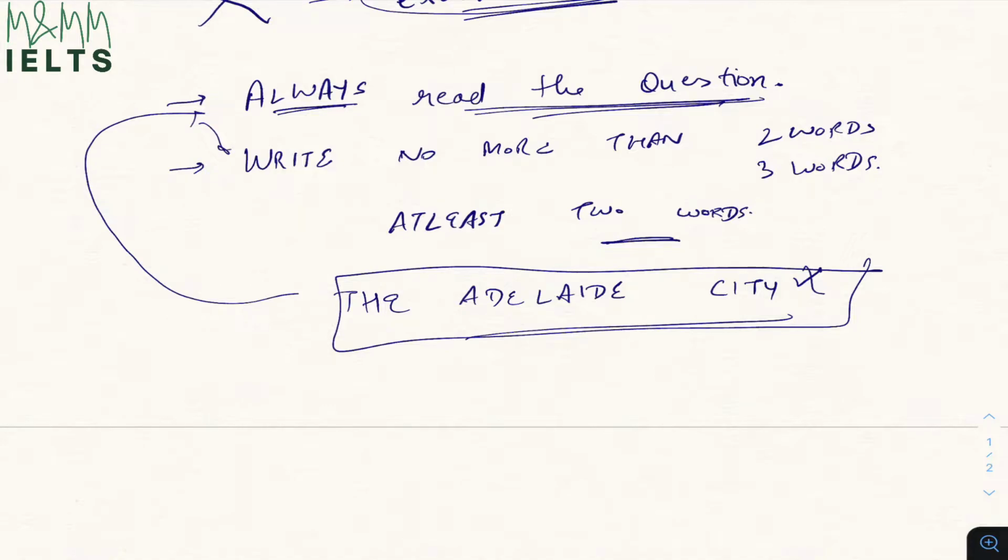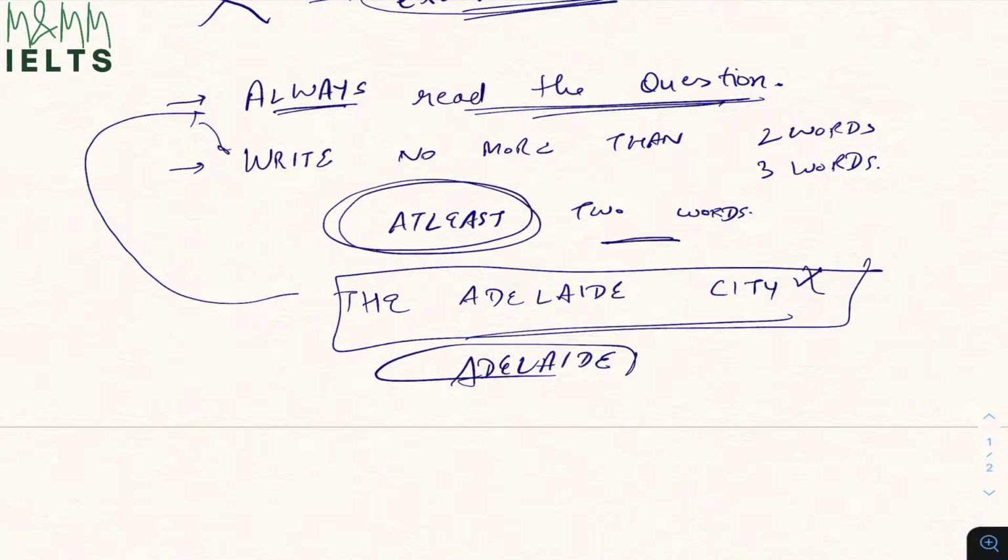If it says write at least 2 words and you have just written the word Adelaide, again, you will not get any marks for that one, because at least means a minimum of 2 words for that particular answer.